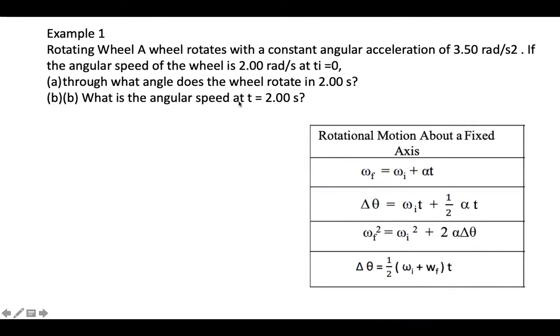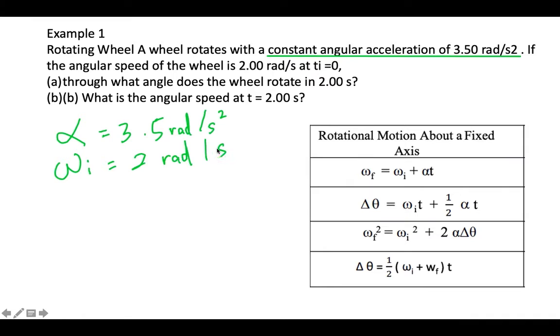So here, a rotating wheel rotates with a constant angular acceleration. We can write down the things we have. Angular acceleration is 3.5 radian per second squared. This is our first piece of information. If the angular speed of the wheel is 2 radian per second at the initial time of 0, then when the time is initial, the angular speed is also initial, so we put 2 radian per second here.